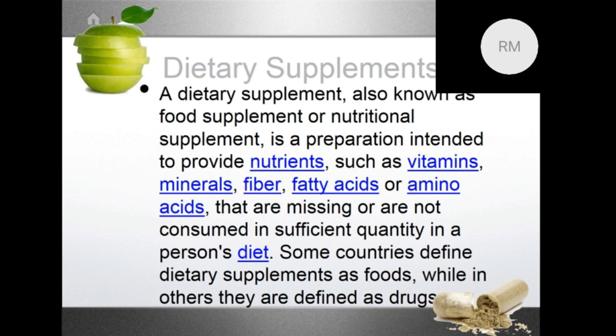So a dietary supplement is different from both food and diet. It is a nutritional food supplement. It's very specifically intended to provide the body with specific nutrients which are missing in the body, and you will need to add them specifically to specific individuals' diets. So this is a very tricky definition because regulatory wise, some countries consider dietary supplements as foods, while some other countries consider them as drugs.